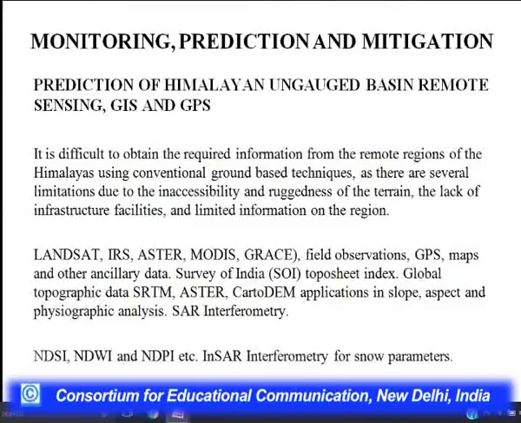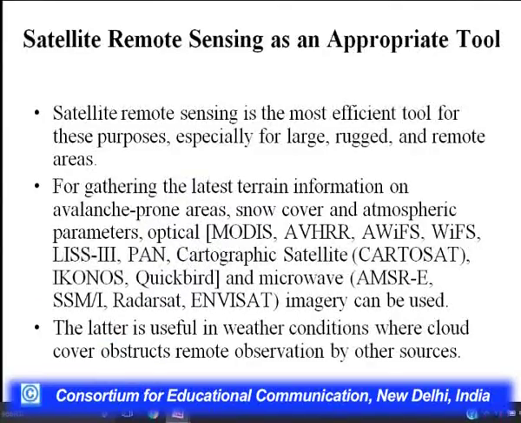It is very difficult to obtain required information from the remote regions of the Himalaya using conventional ground-based techniques, and the ground data is also declining. So, Landsat, IRS, ASTER, MODIS, GRACE, field observation, GPS, SRTM, and other types of data can be taken into consideration. I would like to say that satellite remote sensing is an appropriate tool in this context, for gathering the latest terrain information on avalanche-prone areas, snow cover and parameters, particularly optical like MODIS, AVHRR, WiFS, AWiFS, PAN, Cartosat, IKONOS, and microwave. Particularly microwave I can mention here, because in situations where weather conditions and cloud cover are present, this may be very useful.